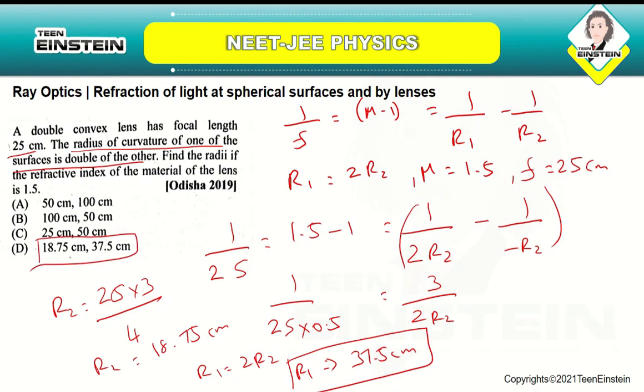So the correct answer is option number D, 18.75 and 37.5 centimeters. Okay, you are just making use of the formula 1 by f is equal to (mu minus 1) into (1 by r1 minus 1 by r2). You are just substituting and finding out the radius of curvature. First one is 18.75 and easily you can find out the r1 value, which is 37.5.